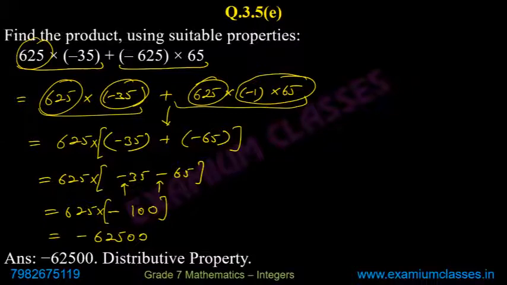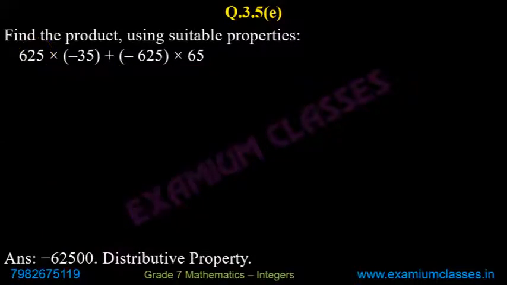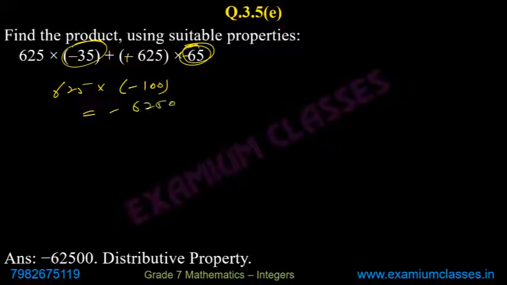Now, why can you do this in 10 seconds in your mind? Because if you clearly identify these as two terms, and this minus you can transfer here, it is effectively 625 into minus 65. So you can think in your mind that you have to just add these two. 625 will be outside. So 625 into minus 100, minus 62500. These calculations you should be able to do in mind going forward.